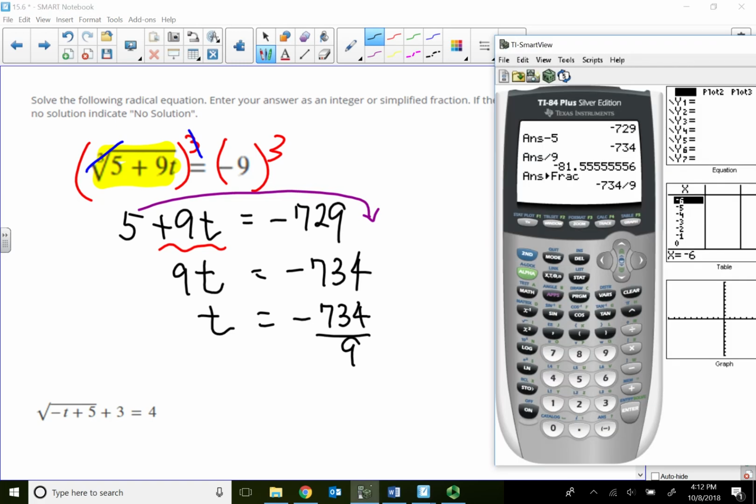All right, so I'm going to check this. I'm going to substitute this answer back into my equation. So if I do 5 plus 9 times negative 734 divided by 9, inside this cube root will be negative 729. So if I take the cube root of negative 729, then my answer has to be negative 9. So this answer is legit.